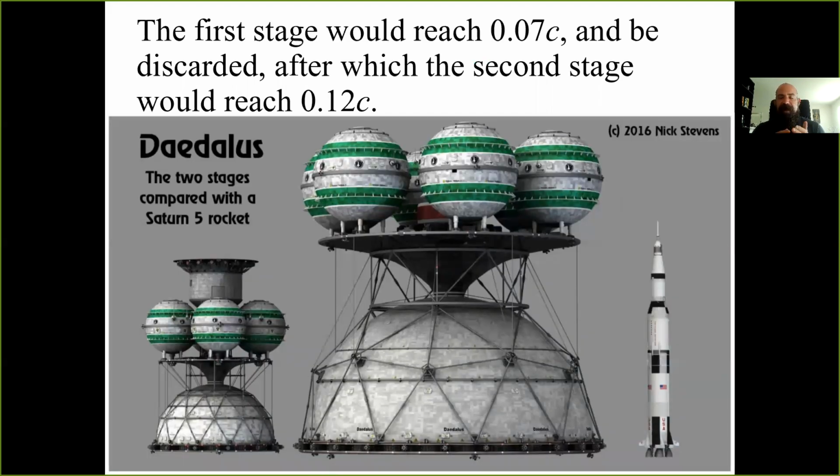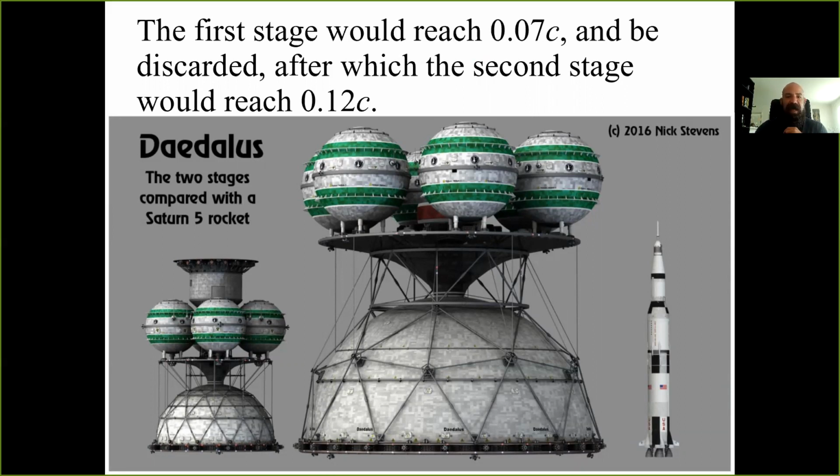So the first stage would bring the spacecraft up to 7% of the speed of light and then be discarded as a typical multi-stage mission. And then the second stage would be able to reach 12% of the speed of light. And just to give you an idea of the scale, here's the Saturn V rocket compared to the two stages of the Daedalus mission. The Saturn V rocket being so far the largest spacecraft ever made by human beings, the size of a skyscraper.